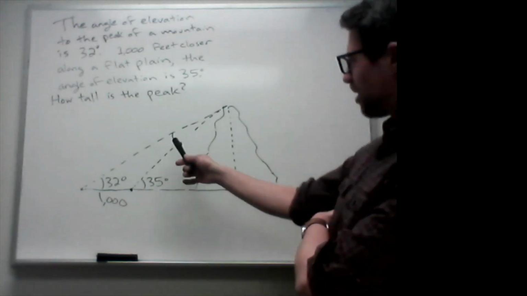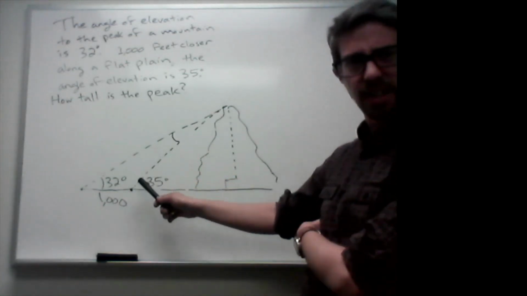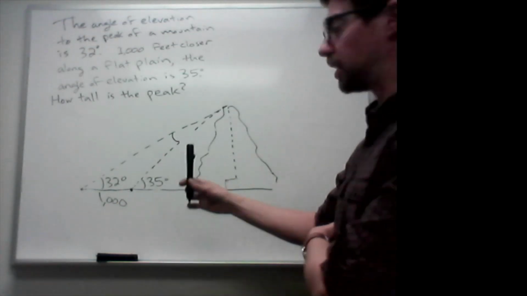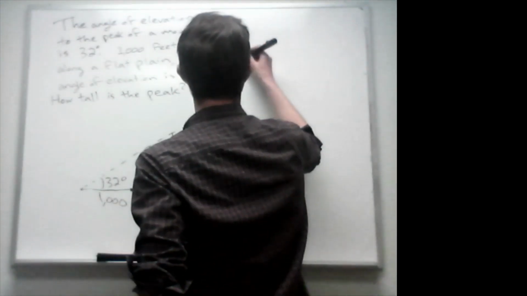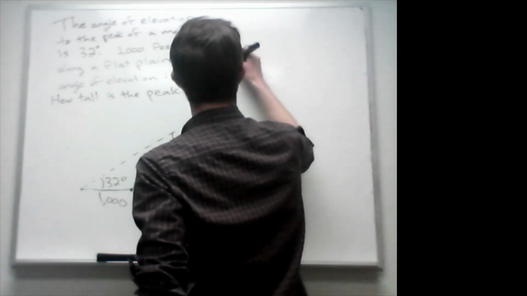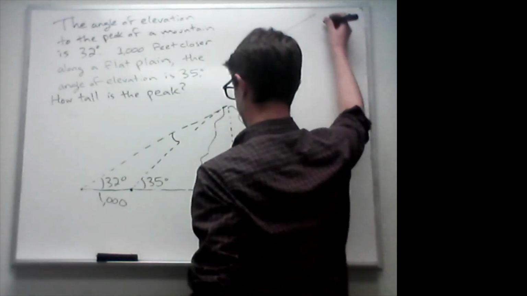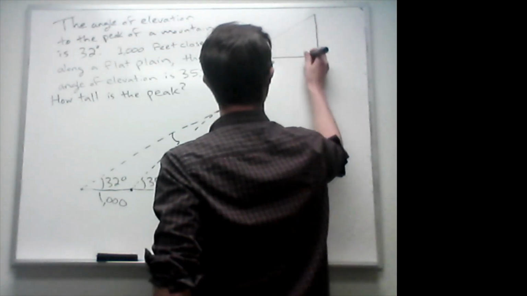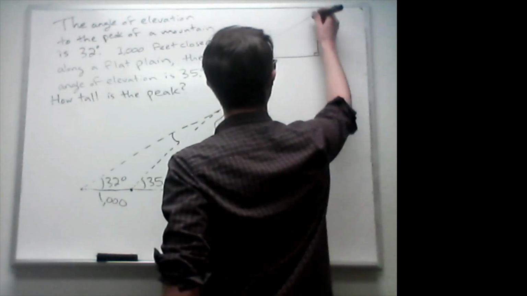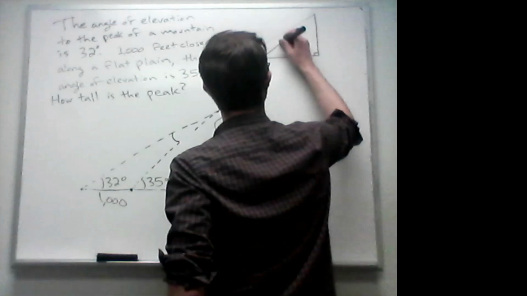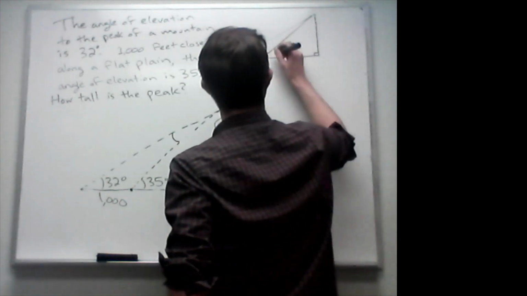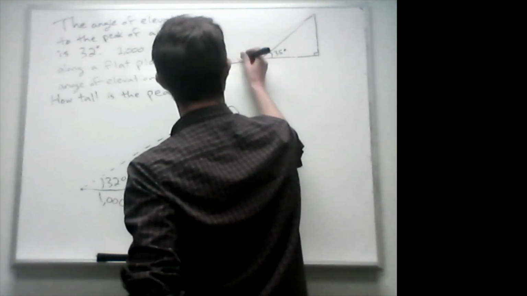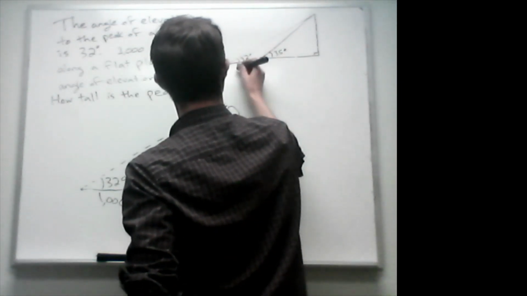Okay, so I don't know this angle, but again, let's just completely divorce it from context and just set it up as a big triangle. So it looks like that. There's our bigger right triangle. There's our smaller right triangle. That's 35 degrees, that's 32 degrees, and that's 1,000.